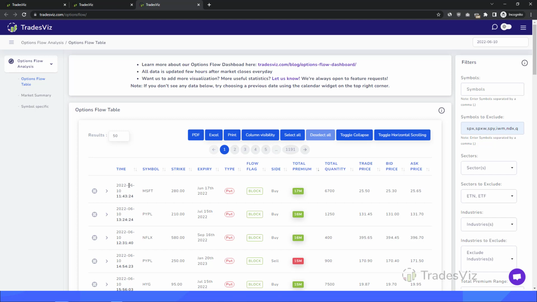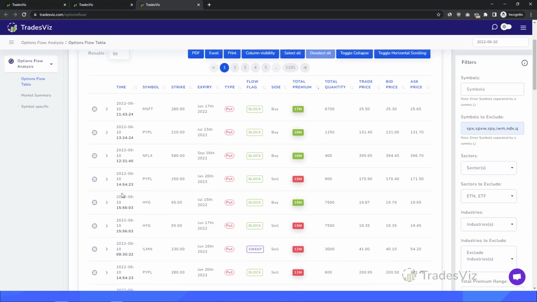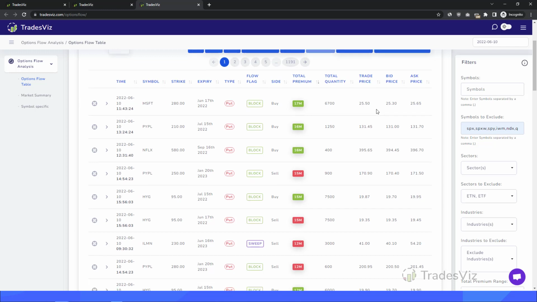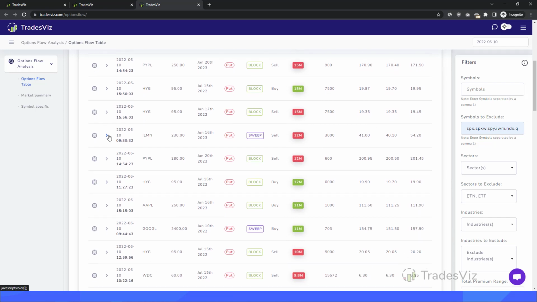For example, we are looking at June 10th data, and all of this is in Eastern time. Right now we've sorted by total premium, and we're looking at Microsoft at the top, which says that somebody bought a June 17th 280 strike put for around $17 million. That's a total of 6,700 contracts. That's a pretty big trade. So this is an example of a block trade. This was executed in a single transaction.